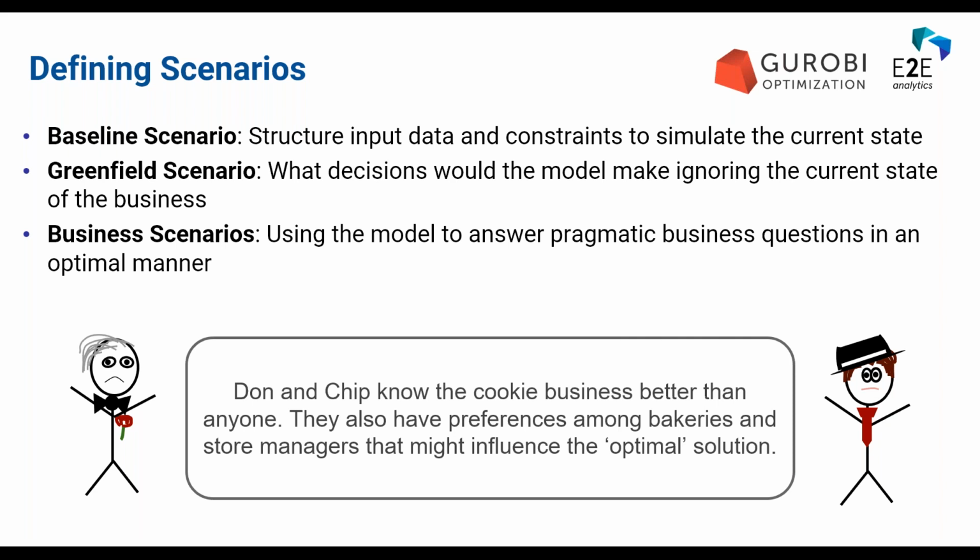What's optimal? And then there are business scenarios. So if Don and Chip tell us that there are just certain things that are not going to fly because of certain preferences or certain relationships between branches, then we're going to have to take those into account too. So we'll get some business scenarios.